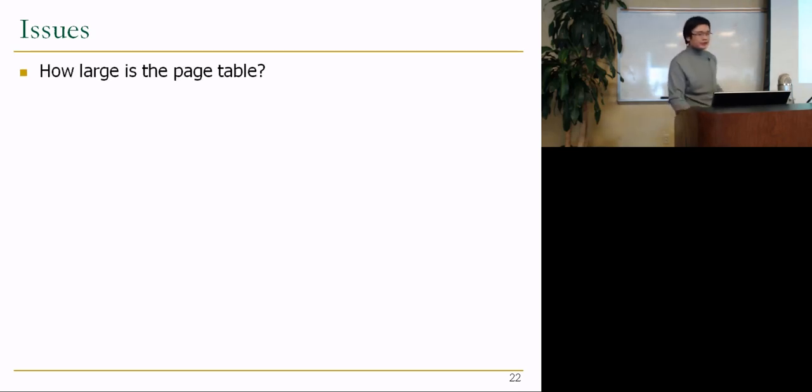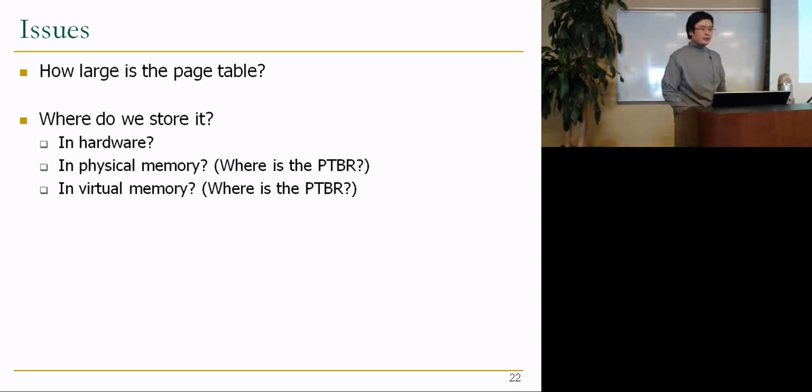So what are the possible issues that you have to think about when you design the virtual memory, these page table entries and the memory management unit? Let me address this because I have to use it later. First of all, how large is the page table? Because the page table is stored in the memory, it actually uses memory space. If you have them too big, now you don't have space to store your actual data. And where do we store it? In hardware? In the physical memory? Or in the virtual memory? It's also possible to store a page table in the virtual memory.